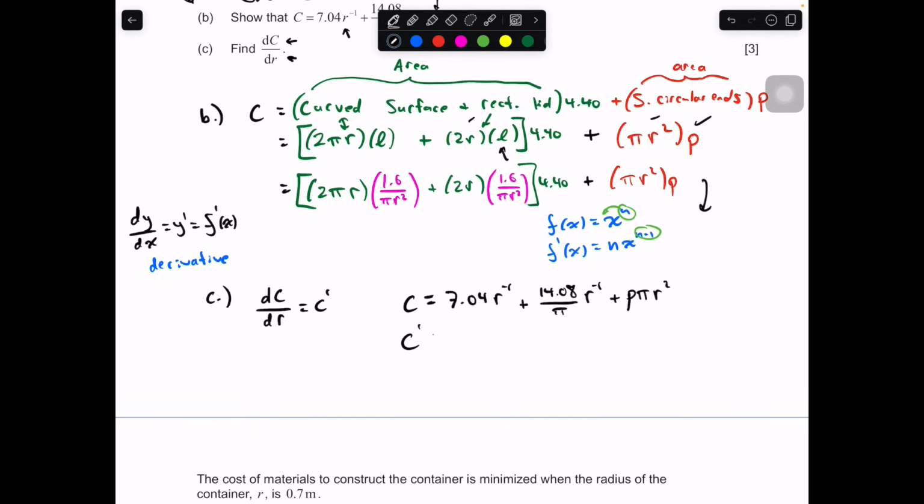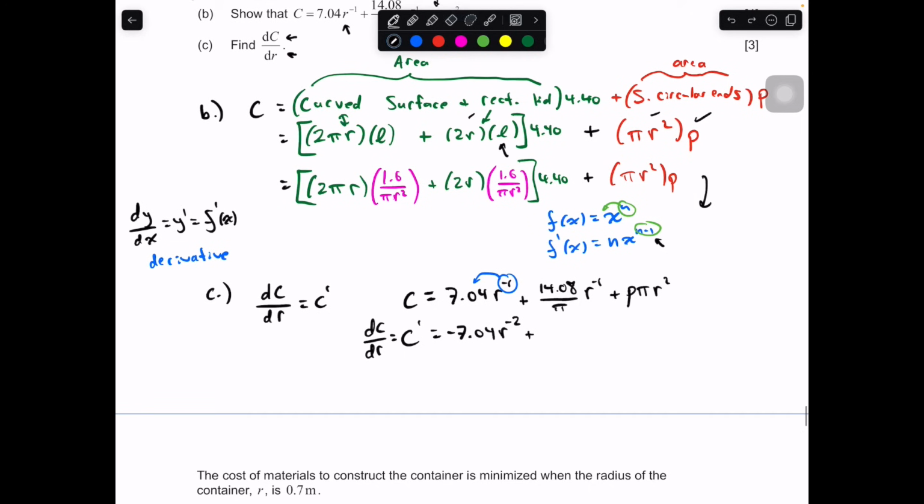C prime, which is the same as dc over dr, is equal to, let's take this negative exponent, multiply it out in front. We now have negative 7.04 r. R used to be negative 1. Now we're going to take away 1 from this, and now it's going to be negative 2. Plus, this is just some number. Pi is not a variable. Pi, remember, is equal to 3.1415 and so on, an infinite number of digits, of course.